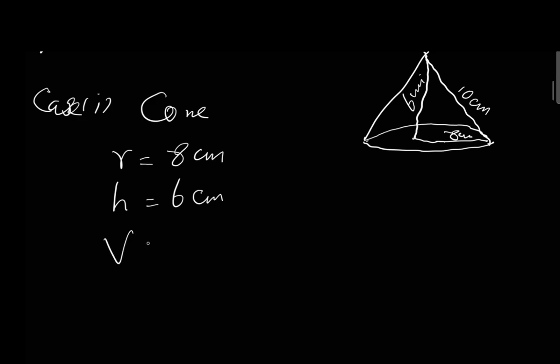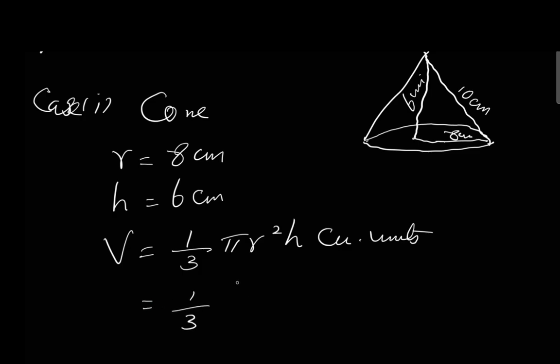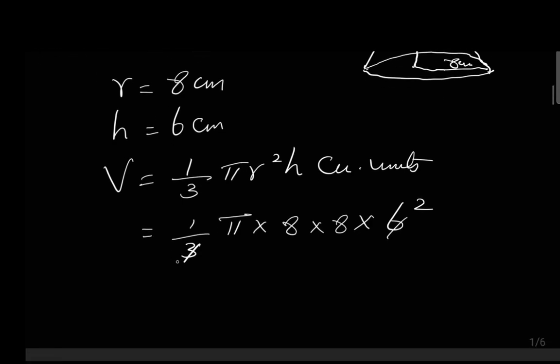Volume V is equal to the formula 1 by 3 pi r squared h cubic units. Don't substitute for pi, keep pi as it is. R is 8, so 8 into 8 into 6. Here 3 goes into 6 two times. 8 eights are 64, 64 into 2 is 128 pi centimeter cube.